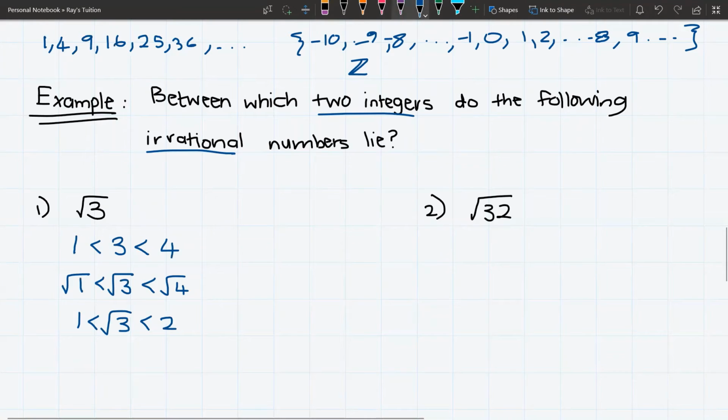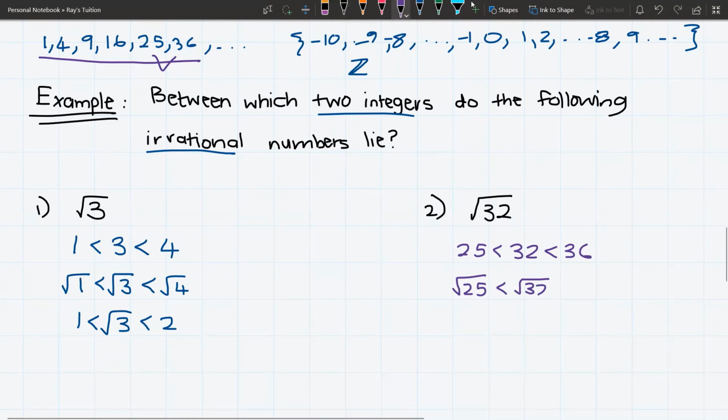Let's do the second question. We want the square root of 32, so we look at our perfect squares again. 32 lies somewhere in the middle between 25 and 36. It's greater than 25, but less than 36. Now we take the square root of everything. The square root of 25 is 5 because it's a perfect square, and the square root of 36 is 6. So the square root of 32 lies between 5 and 6.